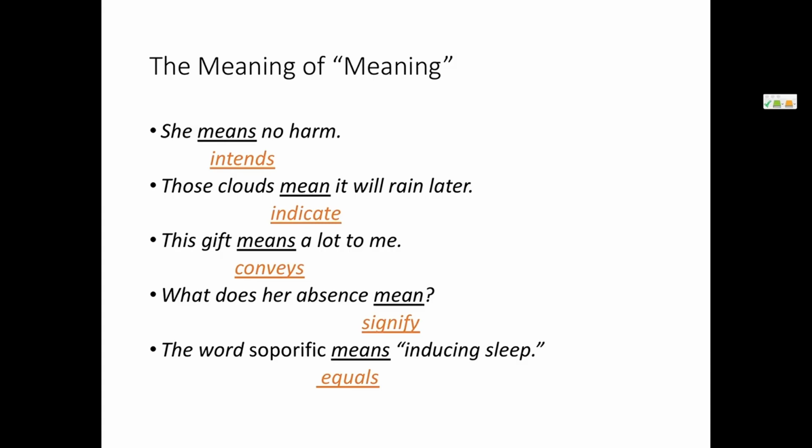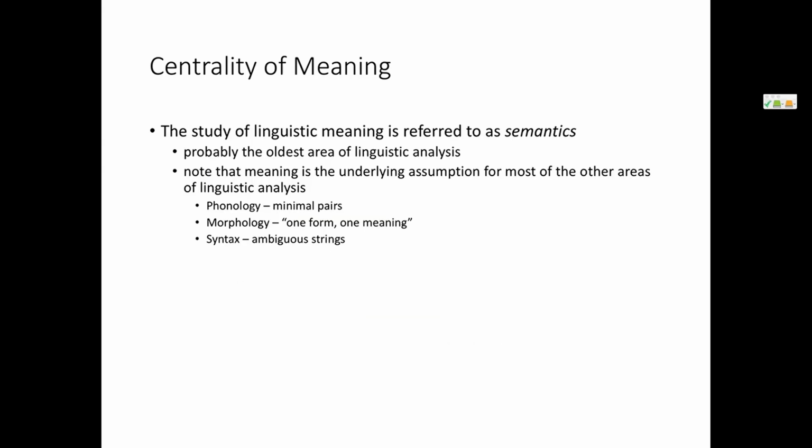So we can see that even the word mean has many different meanings. And how do we decide if there's a basic meaning or if there's just a whole bunch, or what it indicates to a lot of people? This is a really thorny question. So the centrality, actually, meaning is the crucial thing about linguistics. It's semantics, and it's the oldest area of linguistic analysis. That's what everyone wanted to know. What does this word mean? What's the definition of this word? How do we use it? What does it mean?